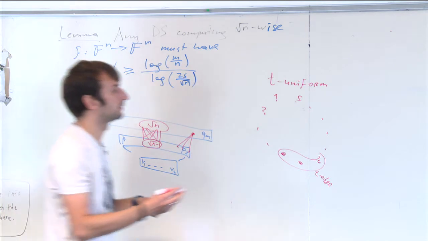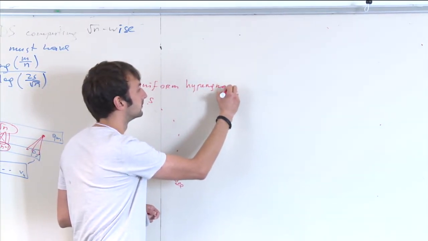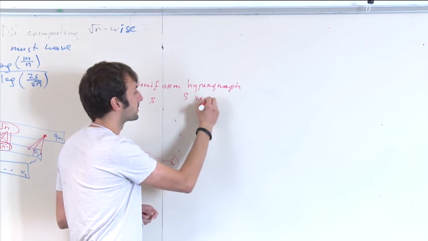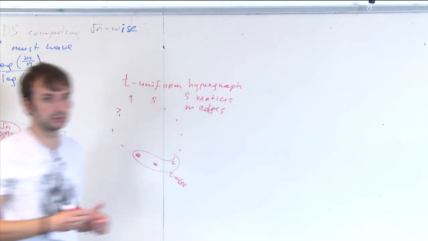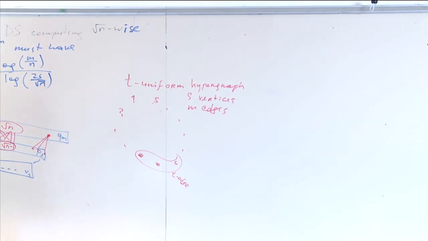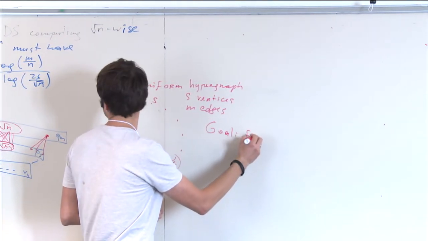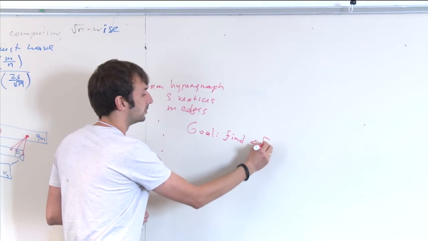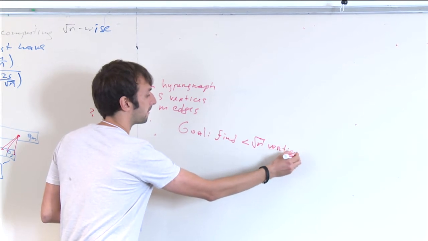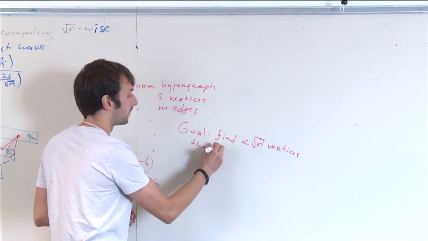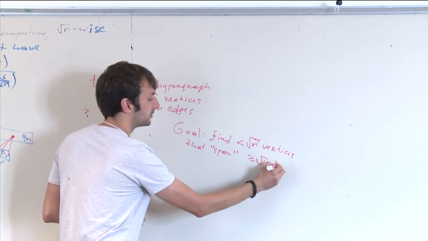Okay, so I have a T-uniform hypergraph with S vertices and M edges, because each edge corresponds to a query. My goal is just to find fewer than square root of n vertices that span at least square root of n hyperedges.